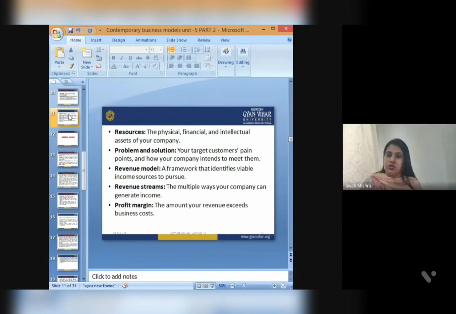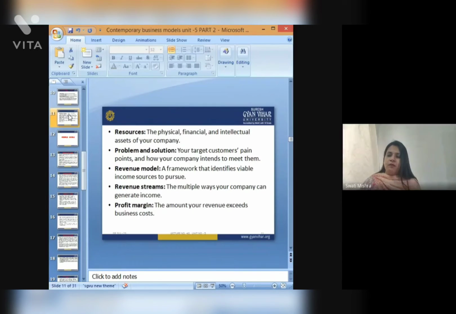Like the resources, which means the physical, financial, and the intellectual assets of the company, which have to be not only saved, but also furbished and presented in front of your target markets or the target customers so that they could be sought after by the customers. Then the problem and the solution, which means your target customers' pain points, what kind of problems your target customer is having and how you can give a solution to that problem.